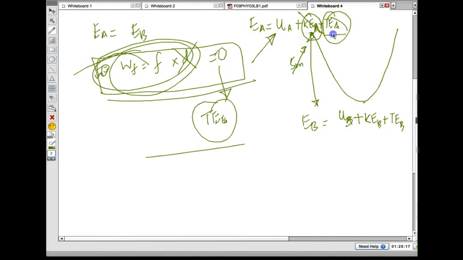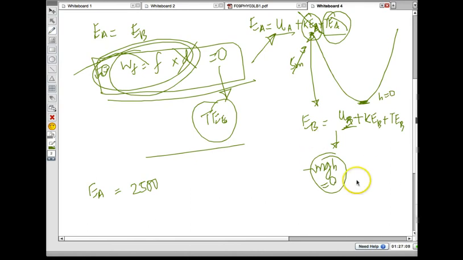So this is 0, this is 0, this, as you said, is 2500 joules. This is equal to EA. Let's take the components of EB. What is potential energy at point B? Exactly, Divyangi. Mayank, what is potential energy at point B? At point B, H equals 0, therefore mgh must also equal 0, yes or no? Okay, so this is 0.